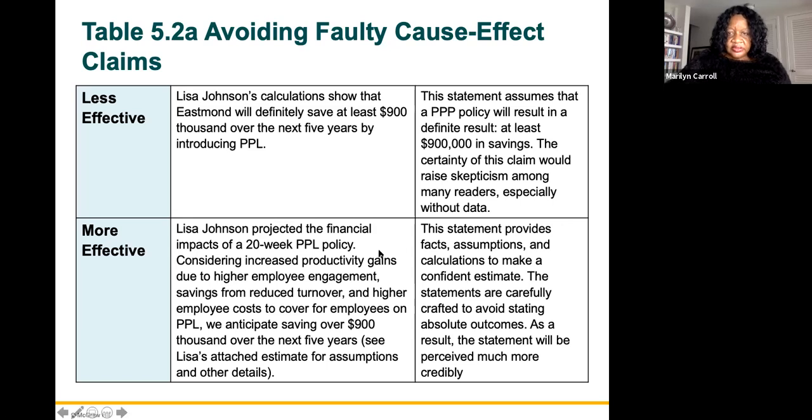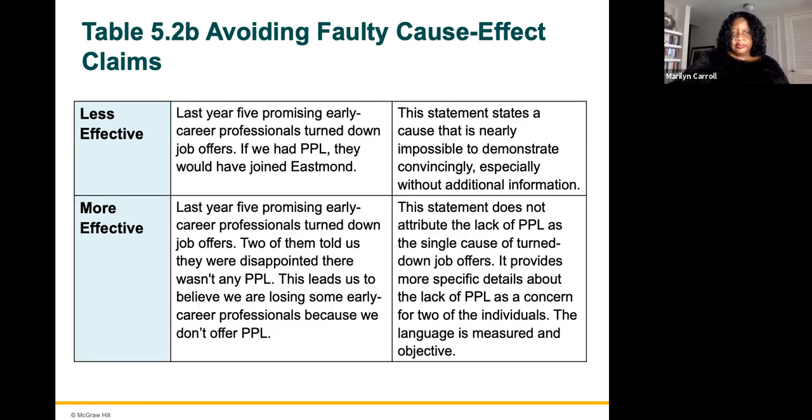Now, this statement provides facts, assumptions, and calculations to make a confident estimate. The statements are carefully crafted to avoid stating absolute outcomes. As a result, the statement will be perceived much more credibly.